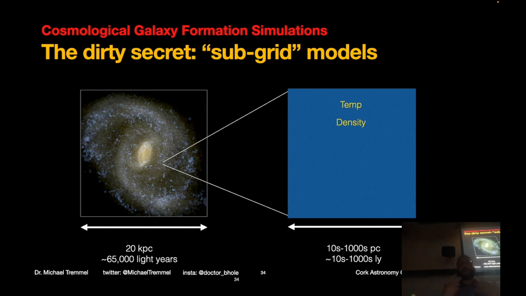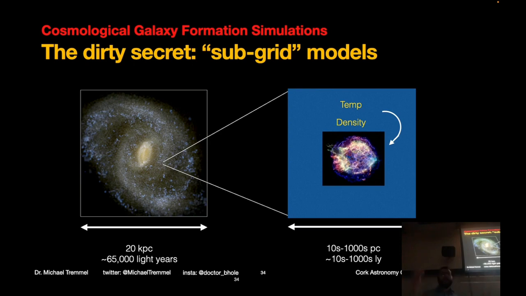And so what we need to do, a lot of the work that I do and lots of simulators do, is come up with models to relate properties of gas in the simulation at these smallest resolved scales to things like how fast stars are forming in this region. Given a certain temperature and density of gas, how much should I be forming stars in the simulation? And then how many supernova explosions go off? And when those supernova explosions go off, how do they transport energy into their surroundings? We call this feedback. As you form stars, you transfer energy back into your gas, back into your surroundings.